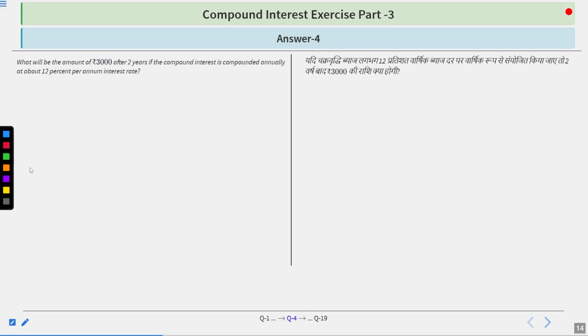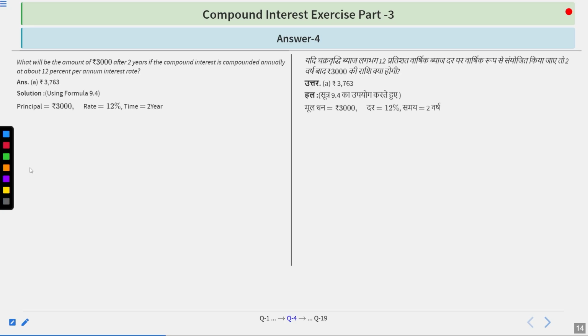So, what will be the amount of rupees 3,000? Time is 2 years and rate of interest is 12%. The answer to this question is option A, rupees 3,763, and we are going to use formula 9.4 to solve this question. Principal given to us was rupees 3,000, rate was 12%, and time was 2 years. Therefore, using formula 9.4, amount is equal to principal into 1 plus rate upon 100 power time. Therefore, principal was 3,000 into 1 plus rate was 12 upon 100 and time was 2. So we have put the values of P, R, and T in the formula to get the amount.